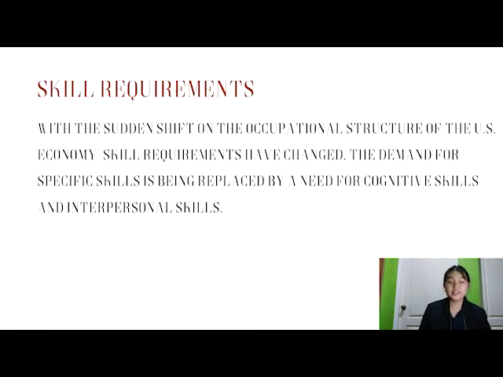In continuation of Danica's report, under talent management is skill requirement. With the sudden shift in the occupational structure of the US economy, skill requirements have changed. The demand for specific skills is being replaced by a need for cognitive skills and interpersonal skills. But first, let us define cognitive skills and interpersonal skills. Cognitive skills are mathematical and verbal reasoning ability. On the other hand, interpersonal skills refers to being able to work in teams or to interact with customers.